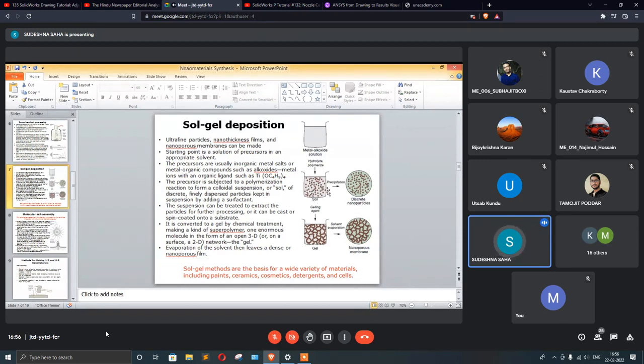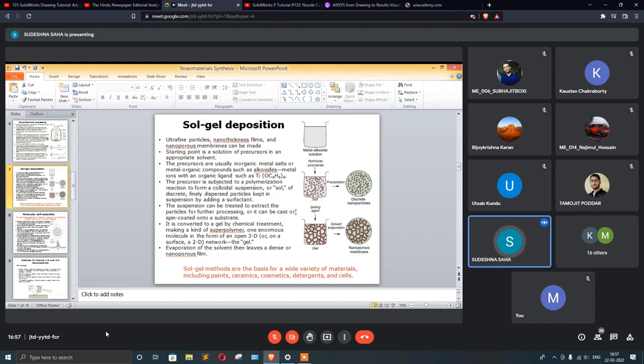If you directly do the precipitation and dry it, you will obtain discrete nanoparticles. Depending on your metal alkoxide and reaction parameters, you can obtain nanomaterials below 10 nanometer as well, but mostly you can obtain them in the 10 nanometer to 100 nanometer range. And obviously you can tune the shape of the nanomaterial depending on the reaction parameters.